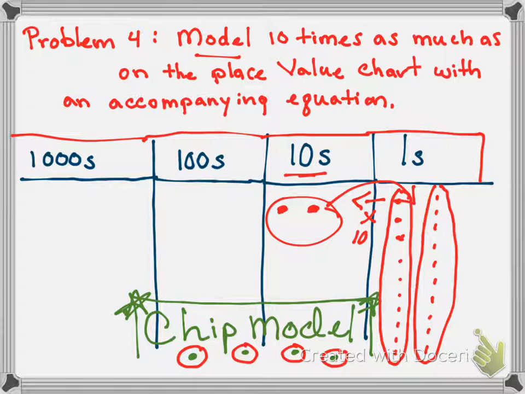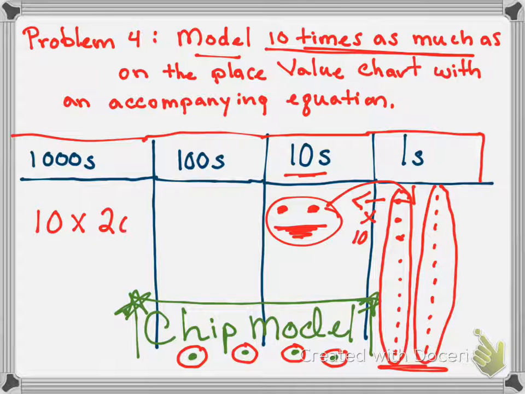10 times as many as 2 ones is 20 ones. So here is 20 ones. And if we need an explanation of this, we would have to create an equation. 20 ones is equal to 2 10s. So our equation for this would be 10 times 2 ones is equal to 20 ones, which is equal to 2 10s.